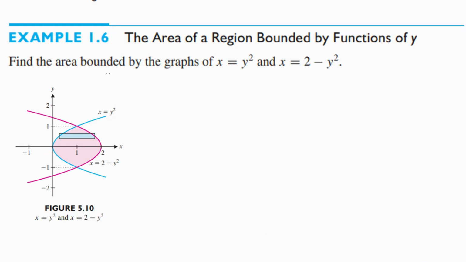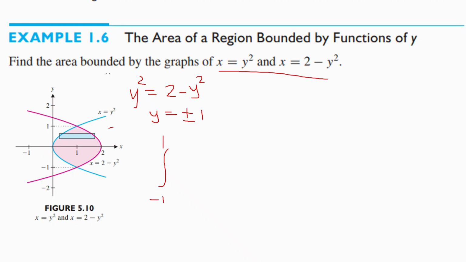Let's try out this question. When you equate the given functions, y squared and 2 minus y squared, you get two values for y. One is negative 1 and the other one is positive 1. Here you are supposed to consider both the values because it's revolving around y. So the integral's lower limit is negative 1, upper limit is 1.